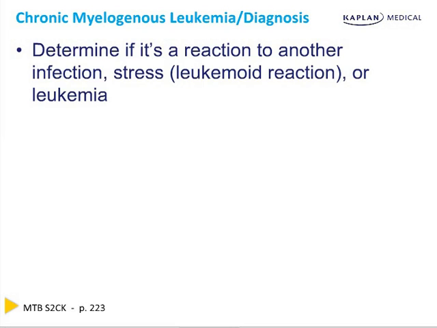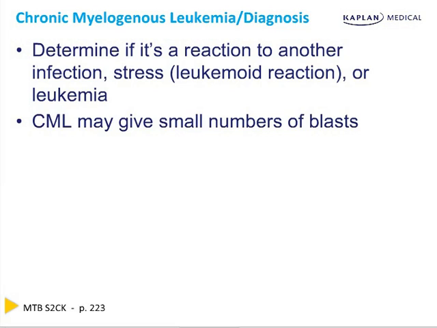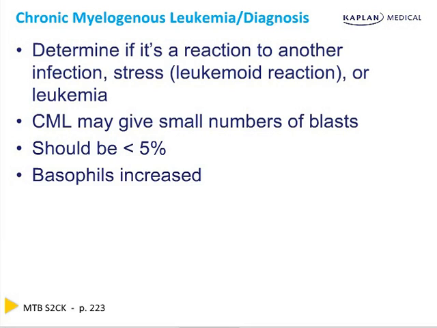So how do you determine if it's a reaction to another infection, such as stress or leukemoid reaction, or leukemia? CML rarely gives a small number of blasts and it should be under 5%. The basophils are increased, but that by itself is not sufficient.